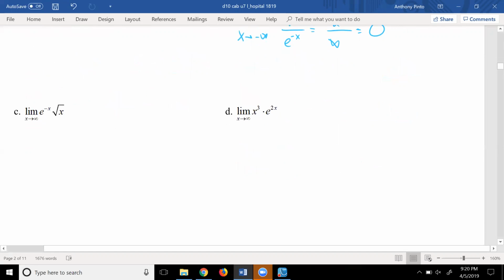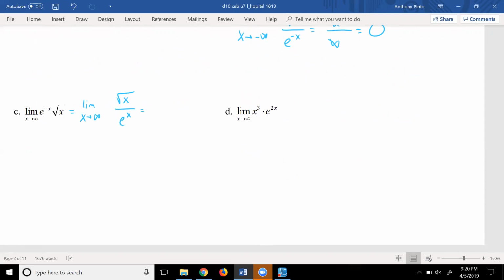And the last two problems. We can rewrite this so that it is the limit as x approaches infinity of the square root of x over e to the positive x. Let's see, the square root of infinity, once again, is equal to infinity. And e to the infinity is equal to infinity. So, lucky for us, L'Hopital's applies again.